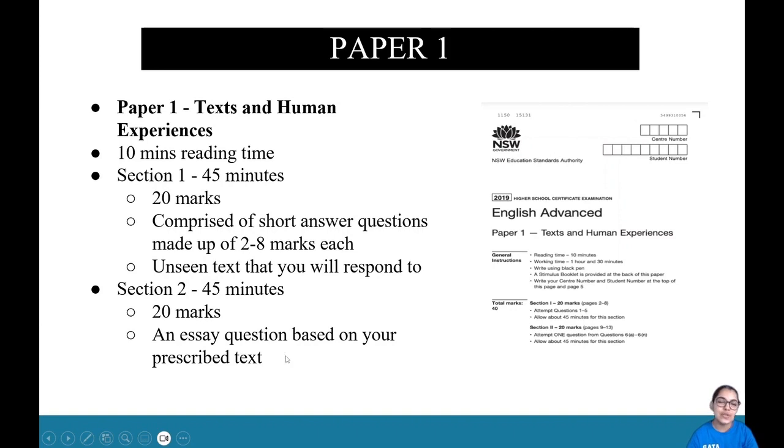And then section 2 is the essay question. So being able to write a full essay based on your prescribed text in those 45 minutes. It's pretty time-biased as well. It's definitely a bit challenging, but you'll get there with practice.